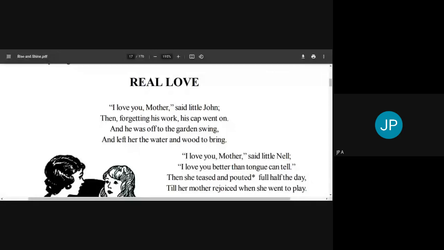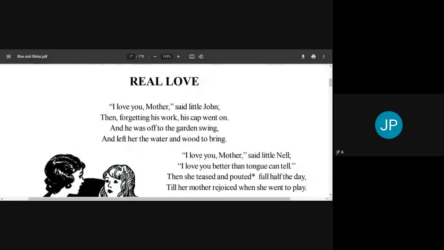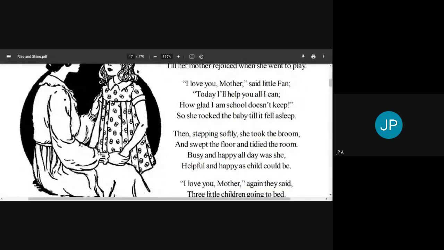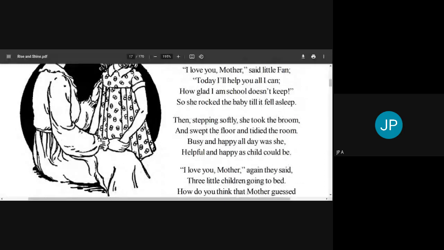So let us look at the next child. What does the next child do? Anushri K.